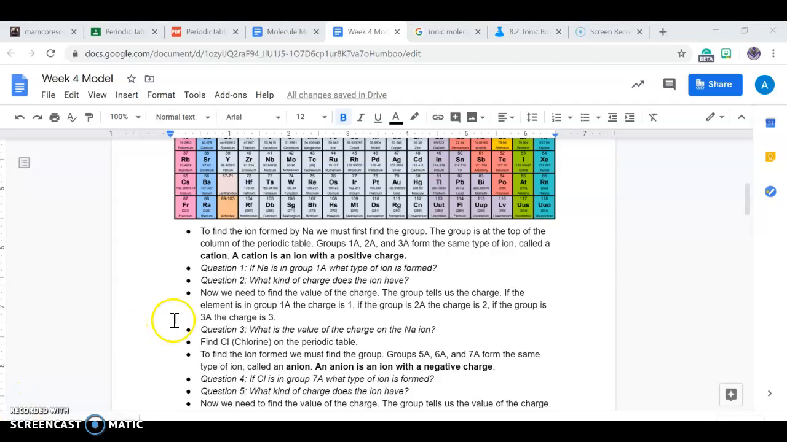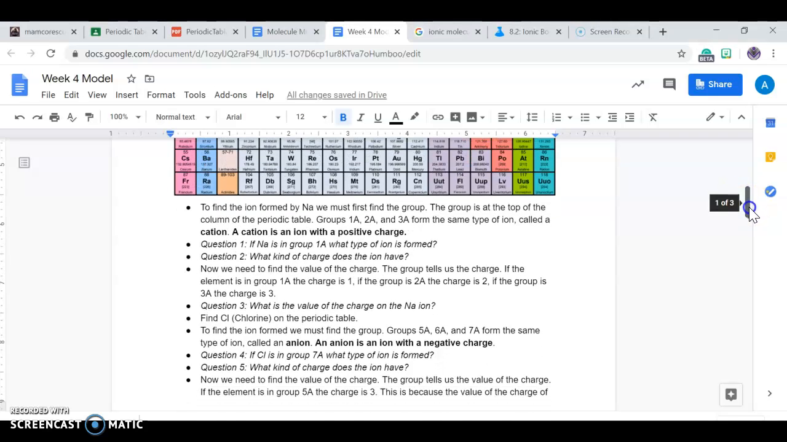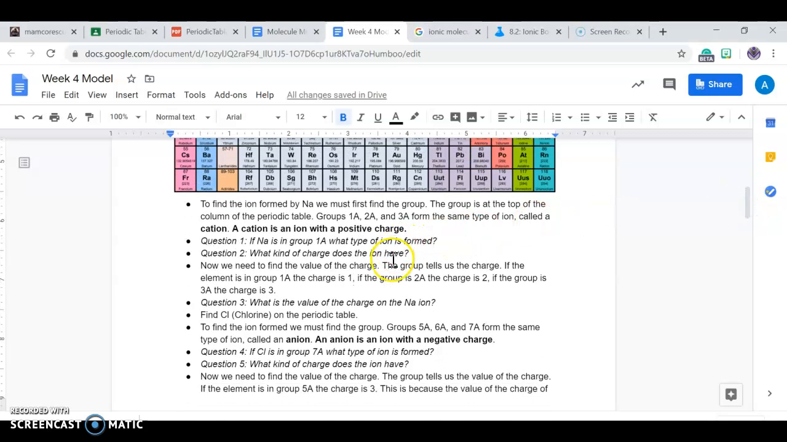Okay, so hopefully you've been able to answer the first two questions. So you know sodium is in group 1A, you know the type of ion that it forms, and you know the kind of charge that it forms. Now we want to figure out the value of the charge, okay? So the group, again, is what tells us that. So group 1A, the charge is 1. If it's 2A, the charge is 2. If it's 3A, the charge is 3.